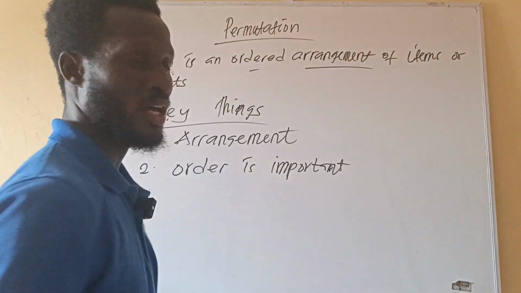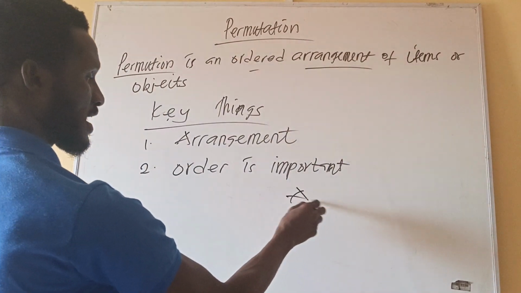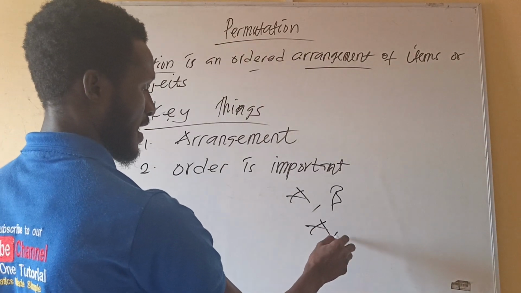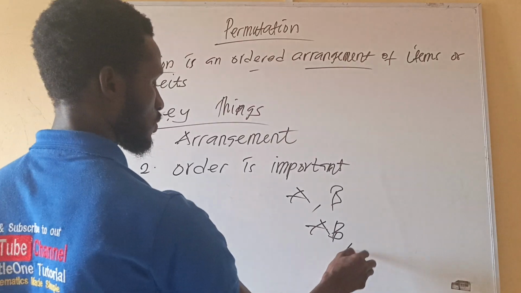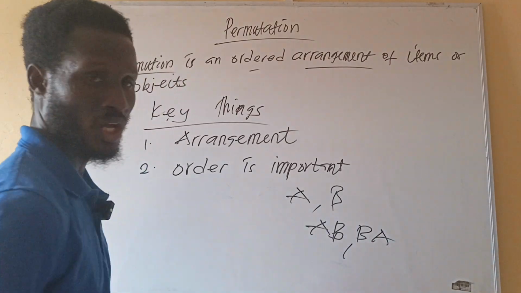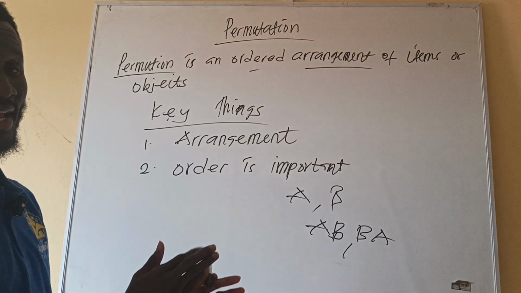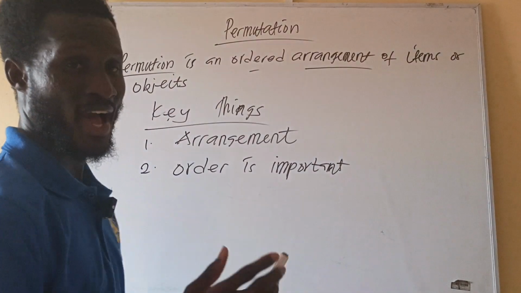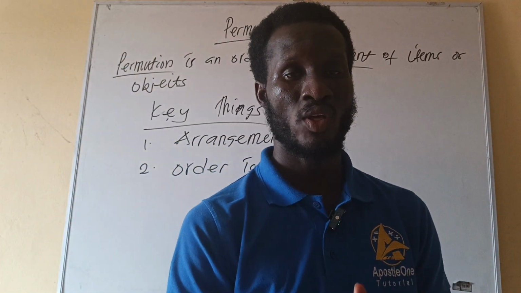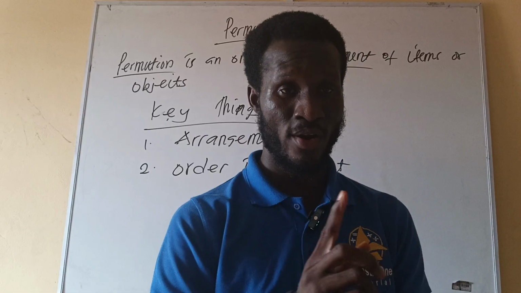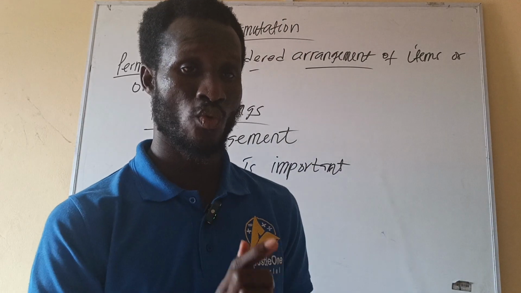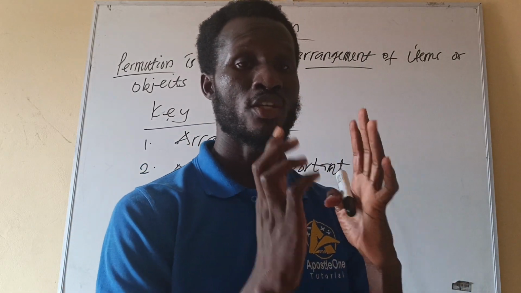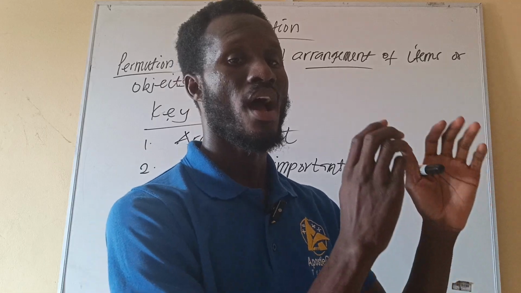When we say the order is important, it means that if you have the letters A, B and you want to arrange them, we can arrange it A and then B, or we can make it BA. The order is very important. So AB and BA are different altogether. When you are in the house and you want to arrange your books, the order is very important. I will talk about real life situations where we can use permutation to solve things in relation with arrangement.